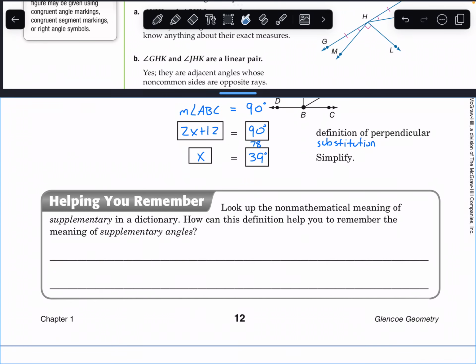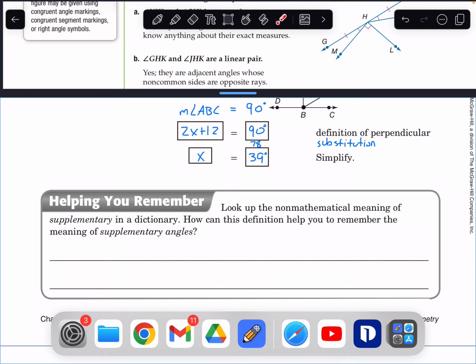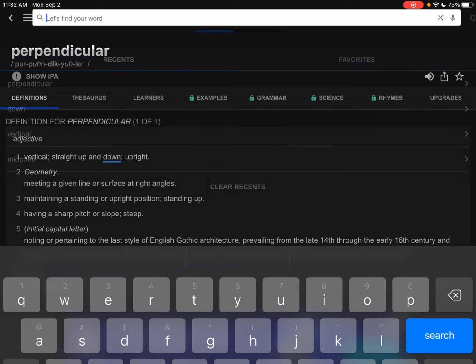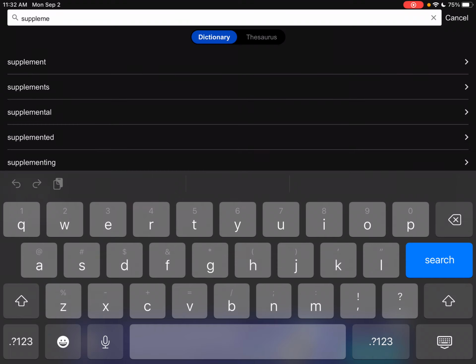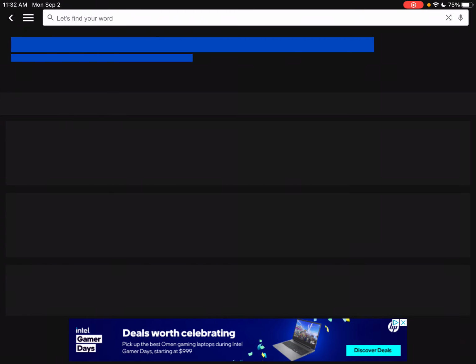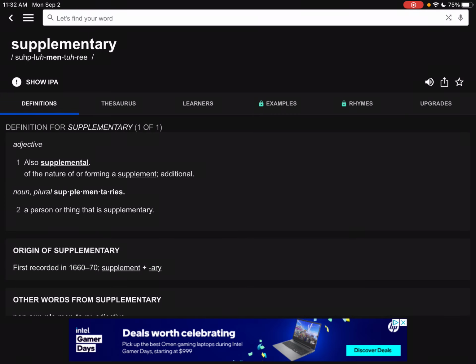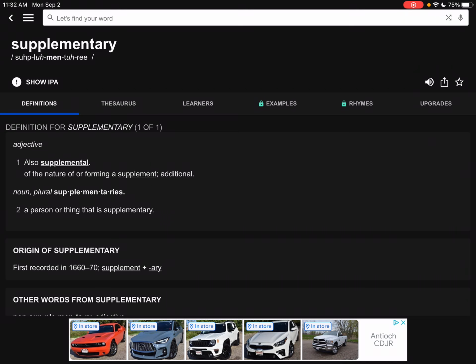Helping you remember. Look up the non-mathematical meaning of supplementary in the dictionary. How can this definition help you remember the meaning of supplementary angles? Well, we'll try it. I could look up supplementary angle specifically. No, I want the non-geometry. Adjective. Also supplemental, of the nature of or forming a supplement. Thanks dictionary. Additional. Person or thing that is supplementary.